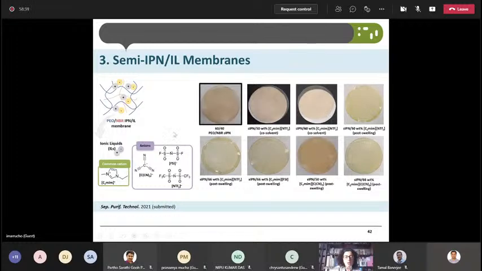Some of them, we just did the solvent casting of the network. So we prepared the network with the ionic liquid inside. But another strategy is to do the post-swelling. So we have the network, and then we swell the network, and we put the ionic liquid inside. That also works quite well. So these are the two strategies.